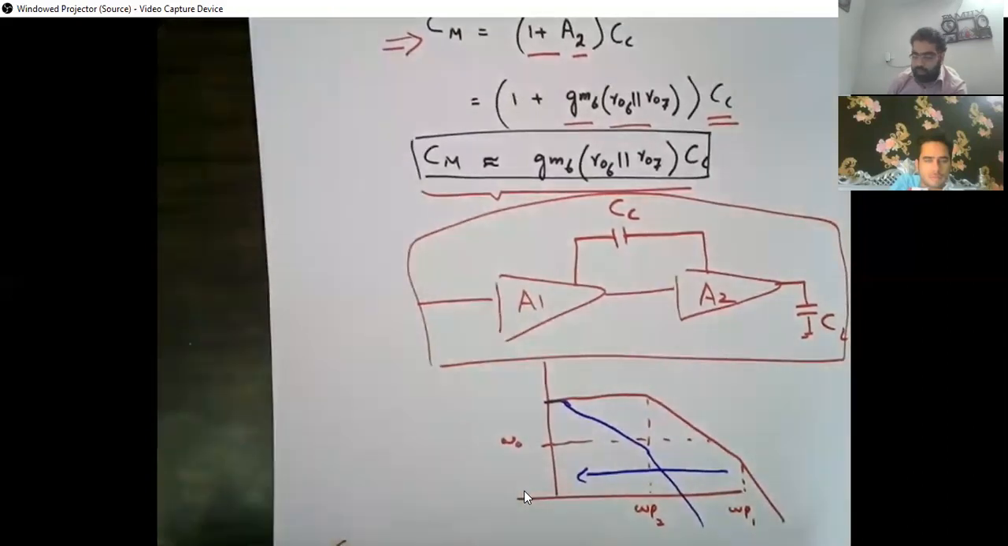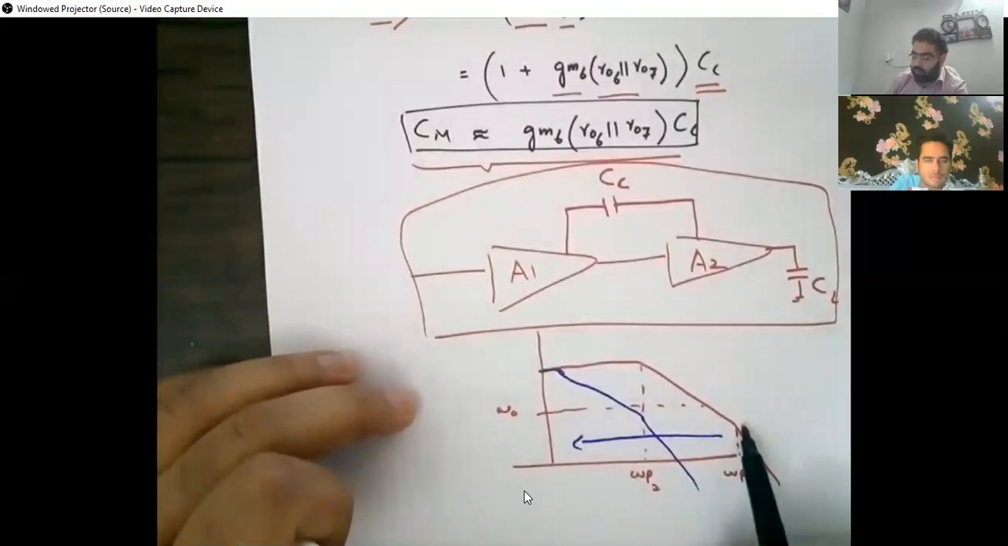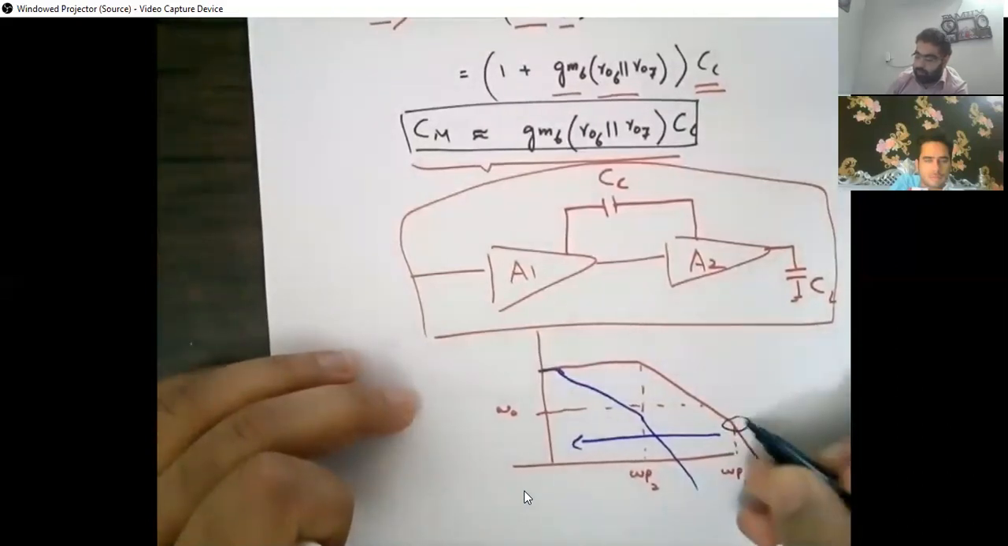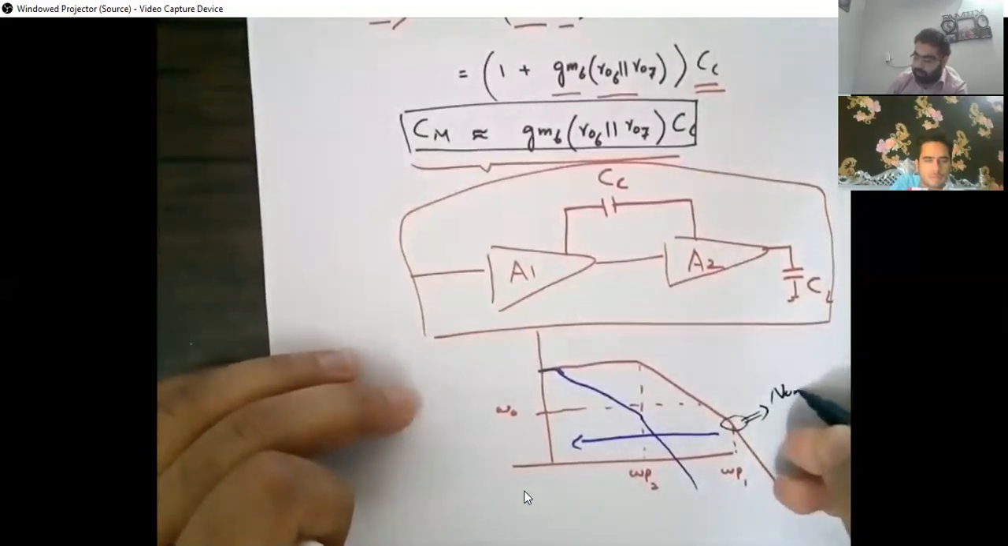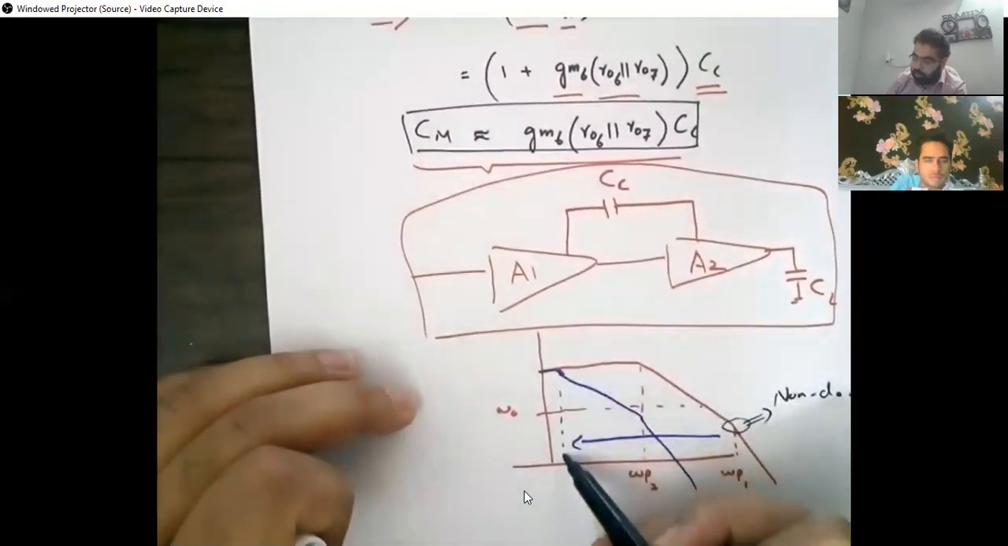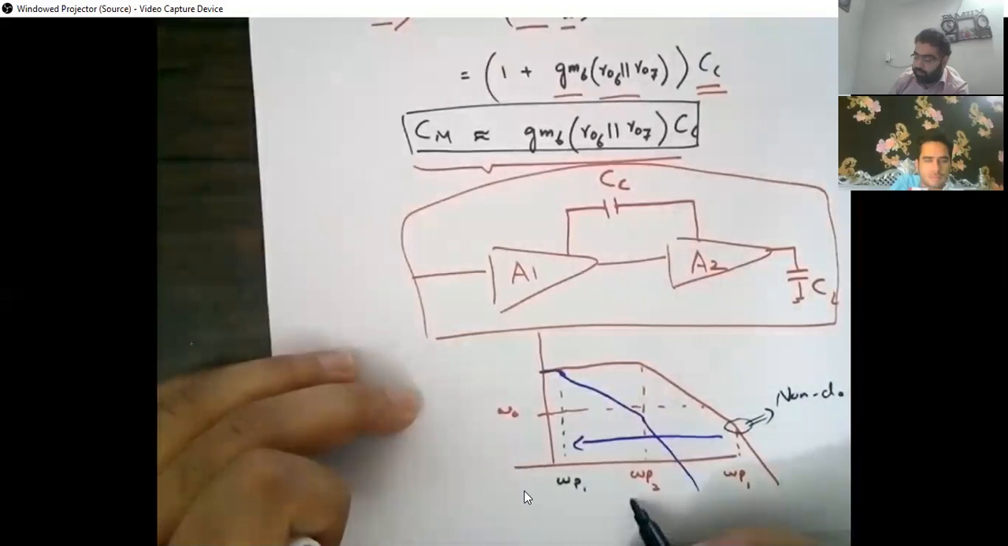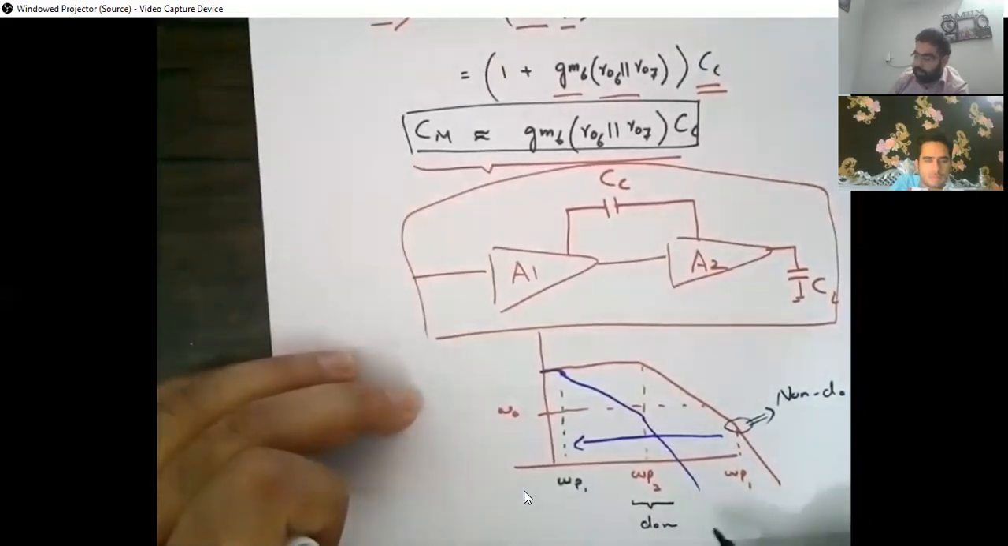Last time we saw pictorially what happens: the previous omega p1, which was a non-dominant pole, shifted and became a dominant pole. We're going to see how, but at this moment let's just see it pictorially. And omega p2, which was previously the dominant pole, meaning it decided the bandwidth, now becomes a non-dominant pole.